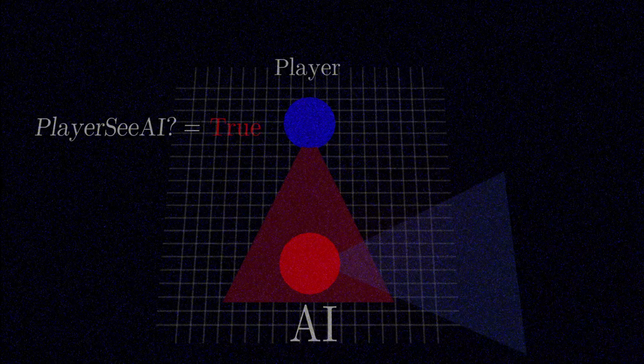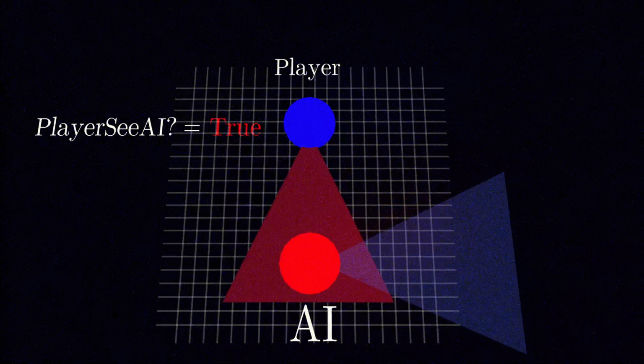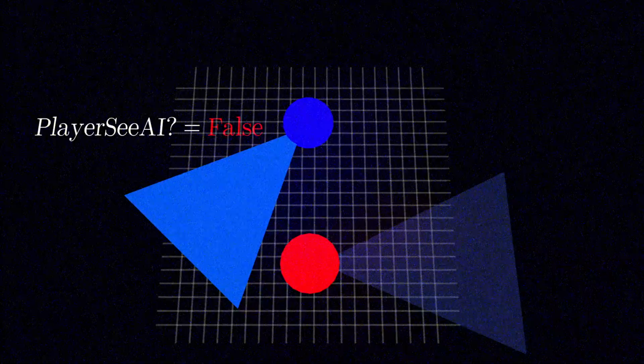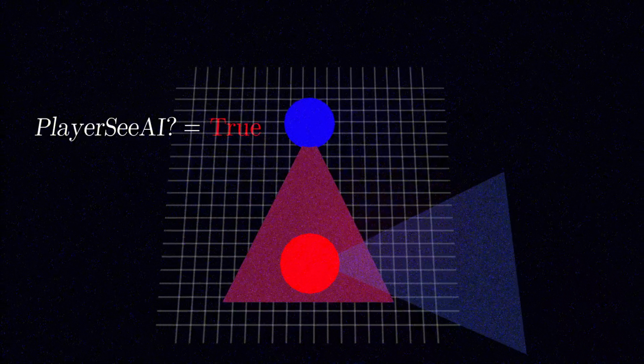So let's talk about my AI system and the basis of how it works. Let's start off with a grid. On top of that grid we have the AI and player, with a variable called player CAI. This determines if the player is actively looking at the AI or not. Now this is important because I can create dynamic gameplay through this.